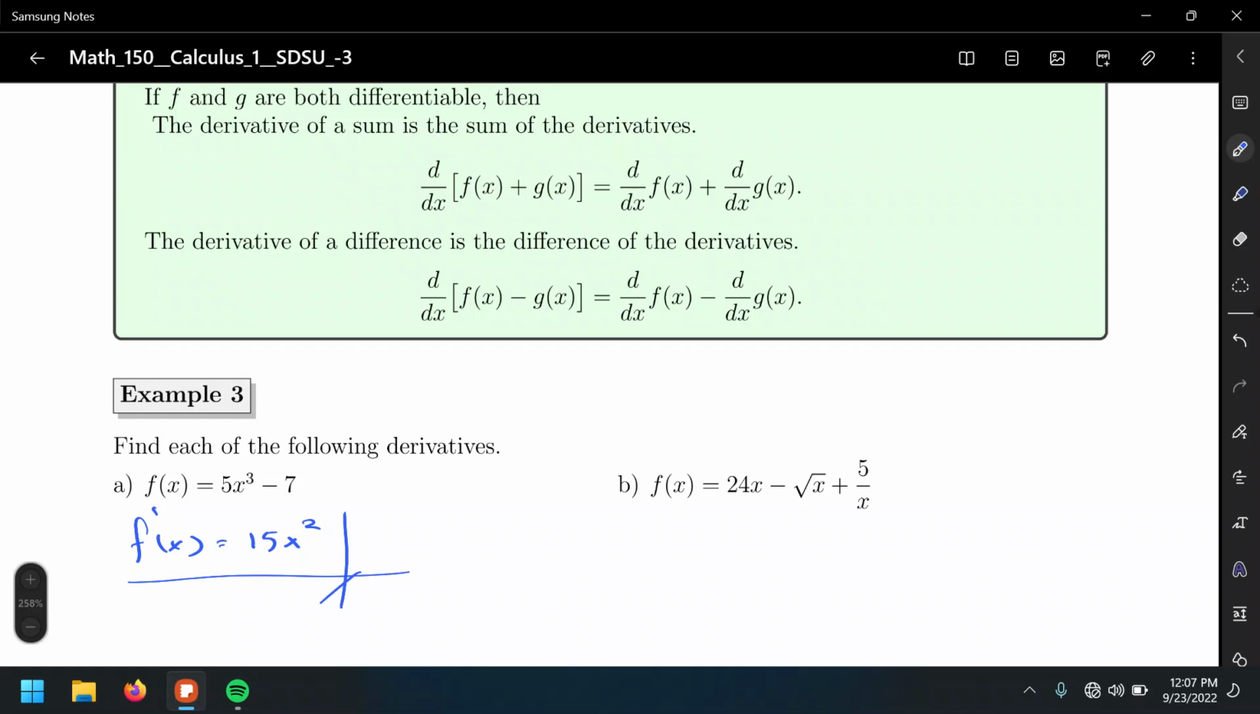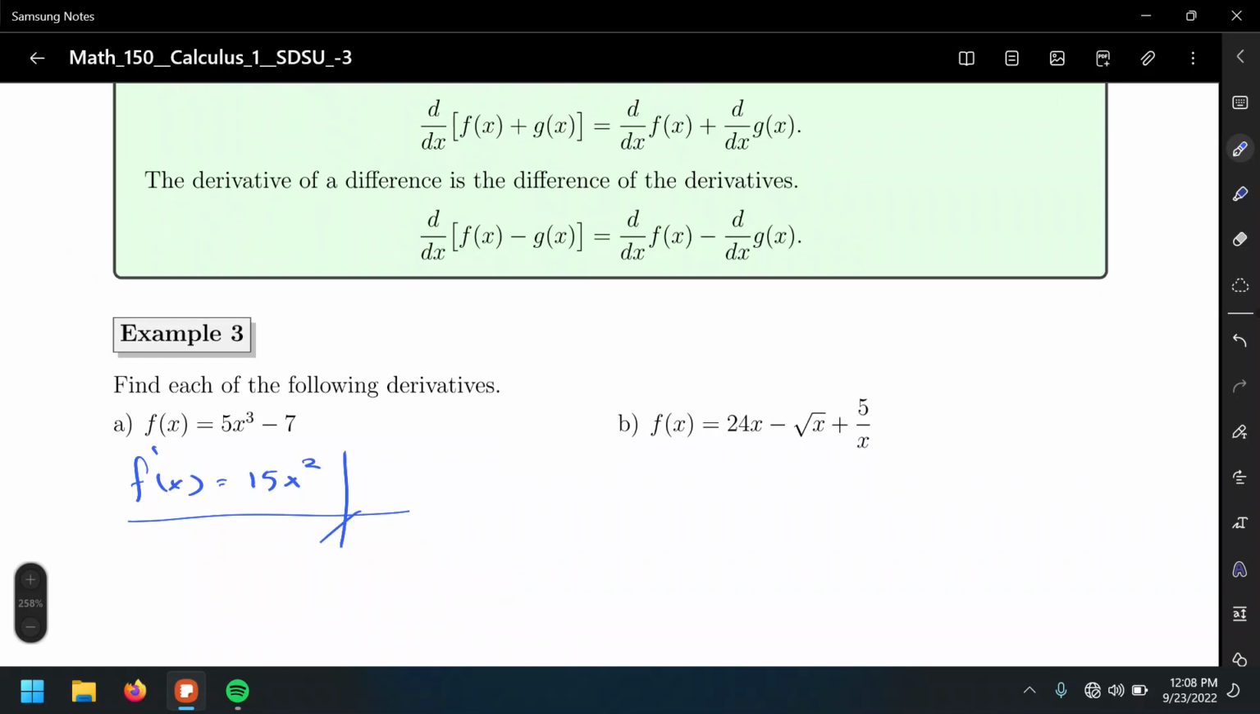For letter B, well, the derivative of 24x, the derivative of the square root of x, and the derivative of 5 over x. So we cannot just differentiate these two while they are in this form. So number 1, the radical function needs to be rewritten as x to the 1/2 in rational exponent format. And then this 5 over x needs to be rewritten with a negative exponent, and only then should we be able to use the general power rule.